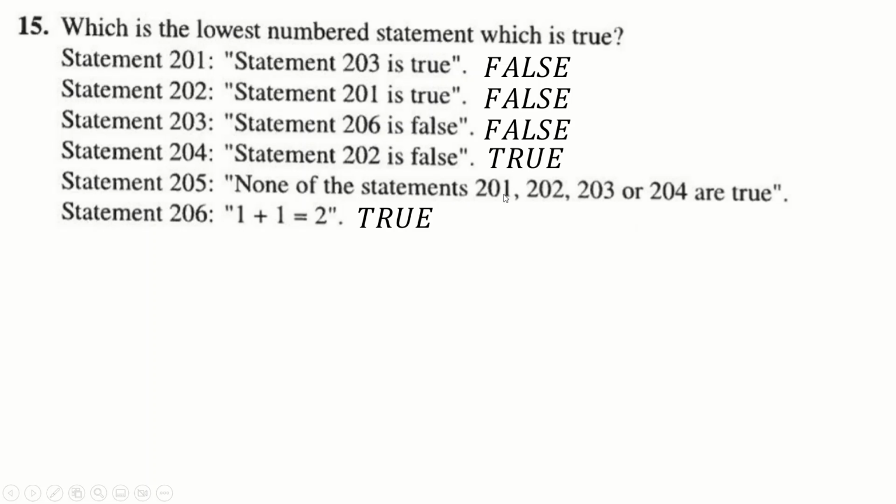And then none of the statements, this, or this are true. Well, that's actually false because this one is 204. But it doesn't matter because it's just saying which is the lowest numbered. But this all now agrees with each other. There's no contradiction anywhere. So I'm good to go. Which is the lowest numbered statement which is true? 204 is the lowest. These are all false, so 204.